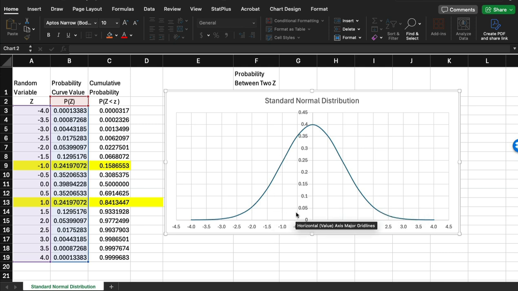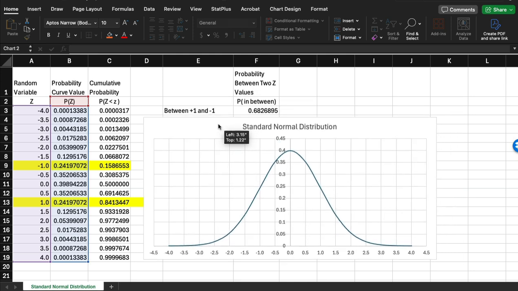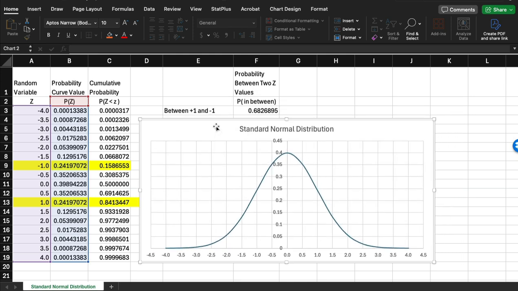So for our next video, I'm going to work on filling in some more detail on this graph so that you can actually see where those probabilities are and what they have to do with calculating probabilities of actual random variables that have a mean and a standard deviation that's not 0 and 1.